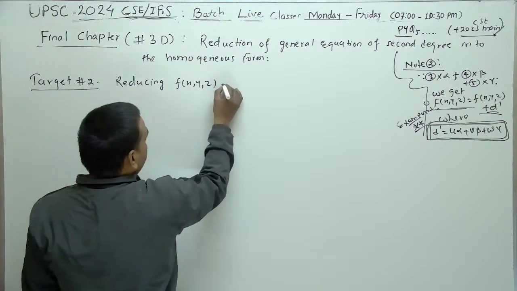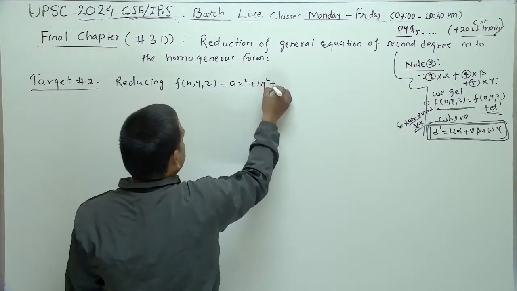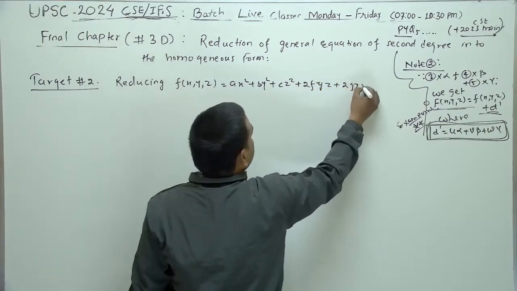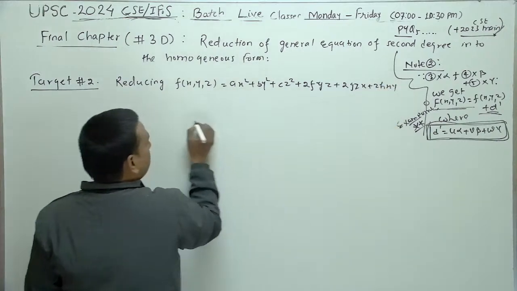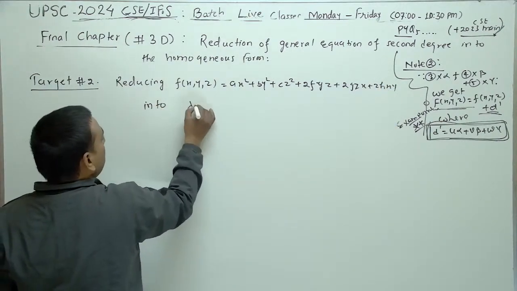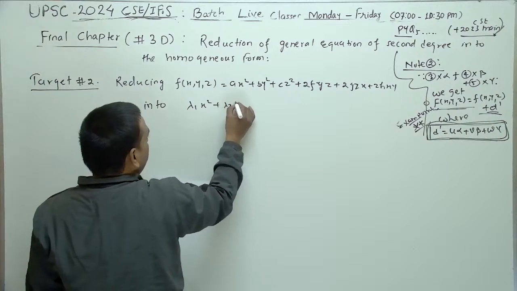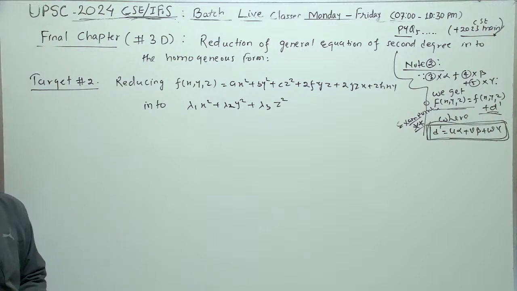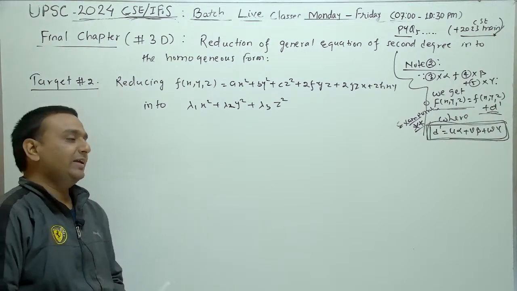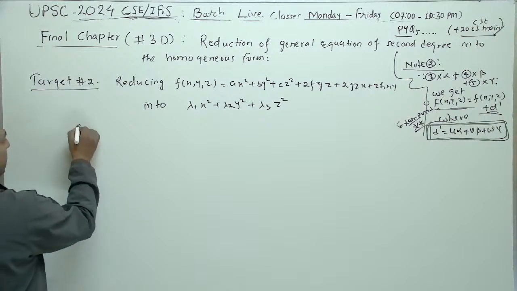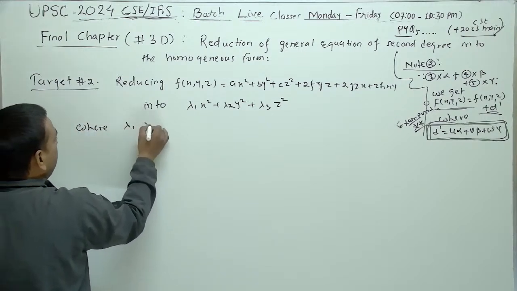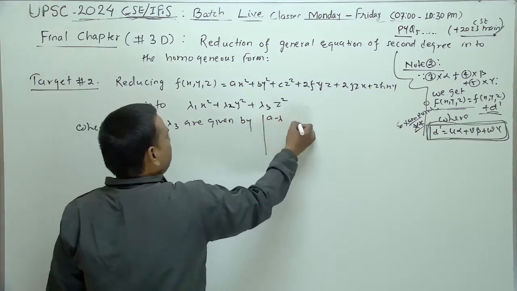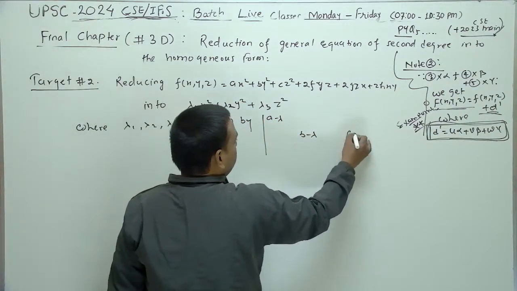f of x, y, z equals ax square plus by square plus cz square plus 2fyz plus 2gzx plus 2hxy into lambda 1 x square plus lambda 2 y square plus lambda 3 z square. Fair, no tension. Where lambda 1, lambda 2, lambda 3 are given by, write it again, write it so many times that it gets imprinted in the mind.